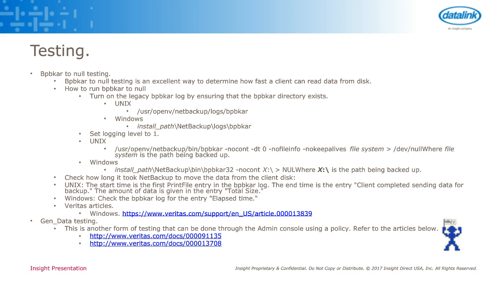Another method in the newer versions of NetBackup is called GenData, and there are a couple of articles here that will walk you through how to perform GenData testing. And this is basically a more end-to-end test. It's going to give you the ability to read from the client and send it across to the media server. So in the case where bpbkar to null tells you your disk performance is good, then you need to look in other locations for your bottleneck. These articles will help significantly with that.